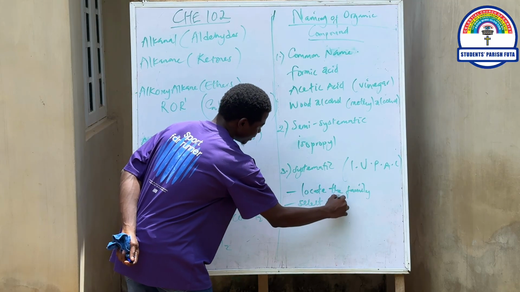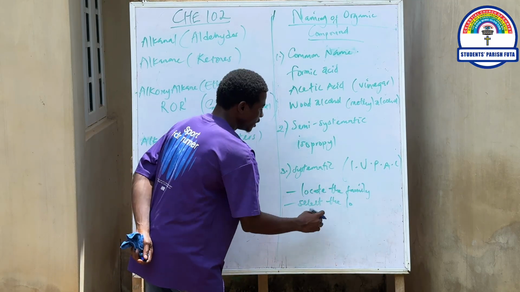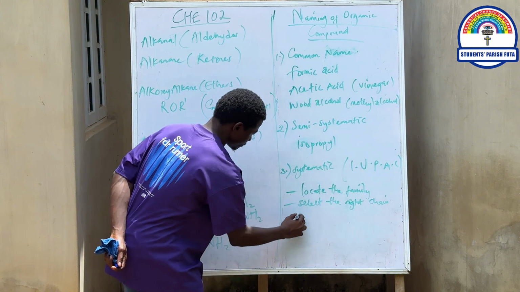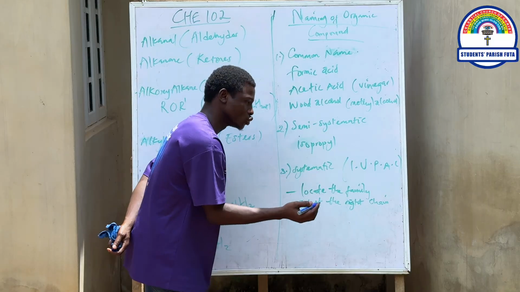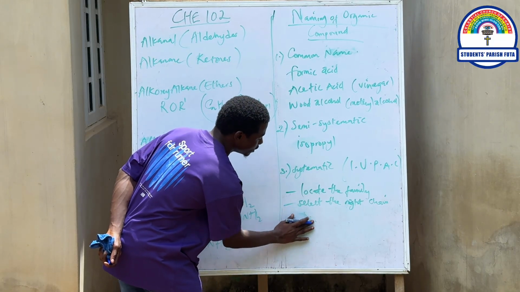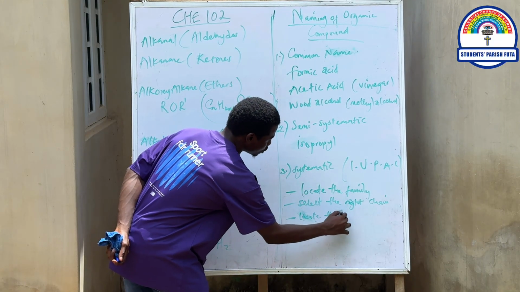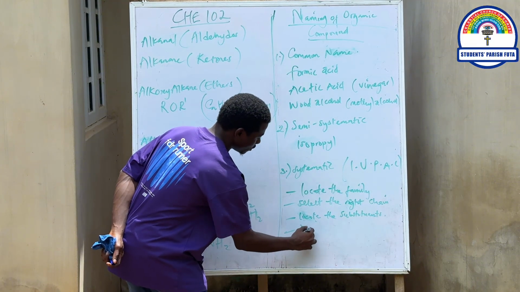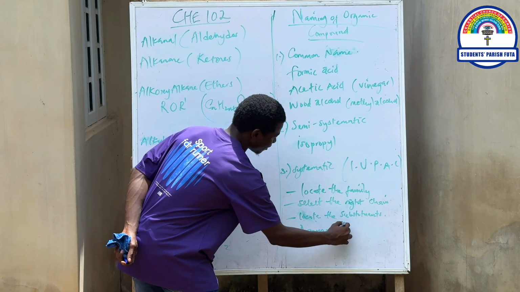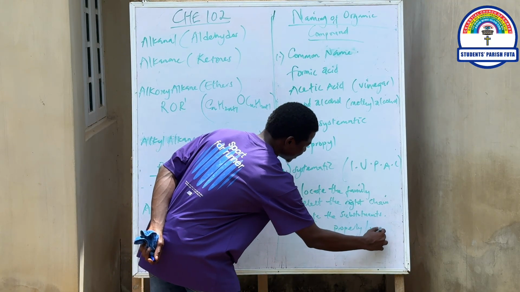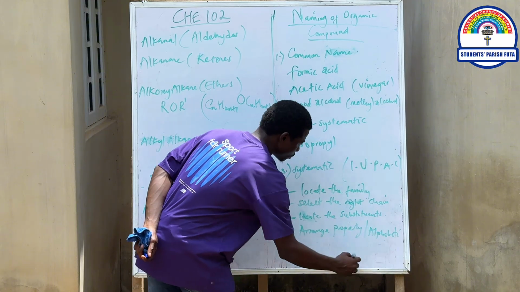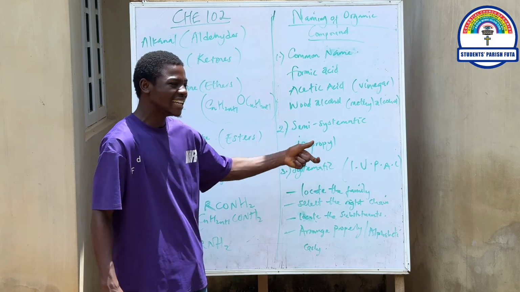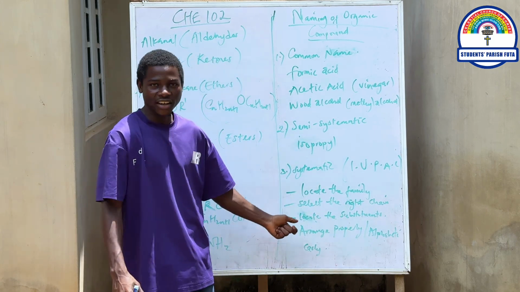Select the right chain. Locate the substituent. Arrange properly, or alphabetically. So in case you do not see what I wrote here: locate the family, select the right chain, locate the substituent, arrange alphabetically.